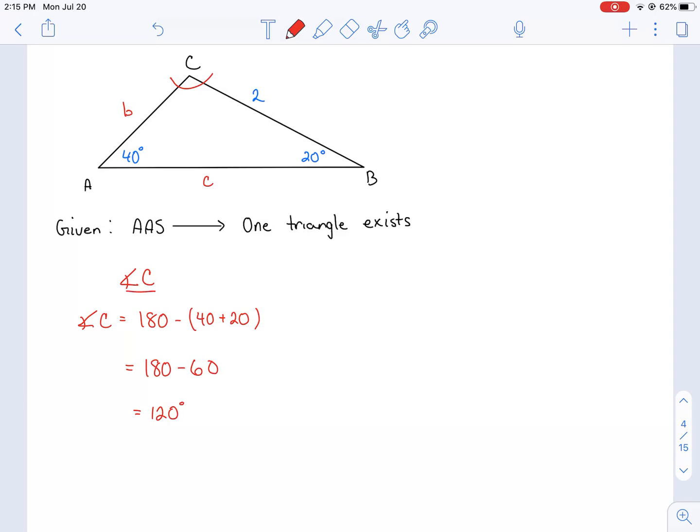So angle C is equal to 120 degrees. And I'm going to write that in the triangle right now. And now that we found angle C, let's go ahead and find side C.